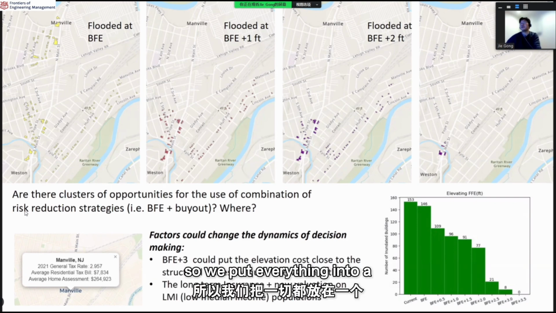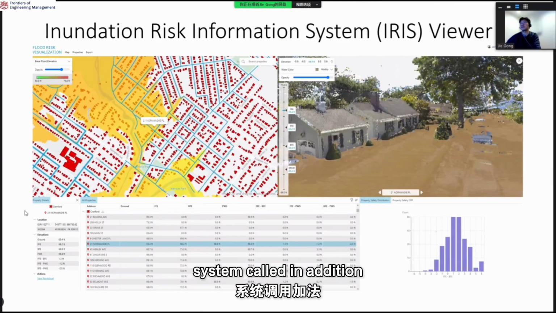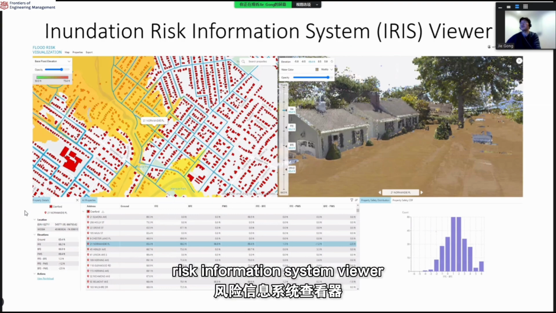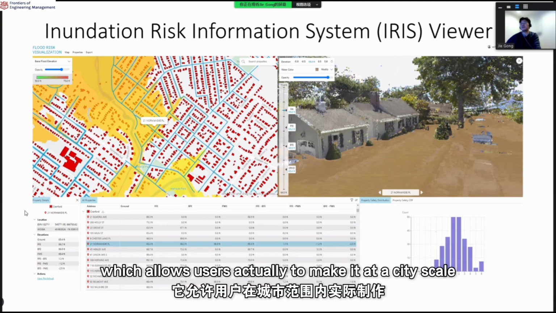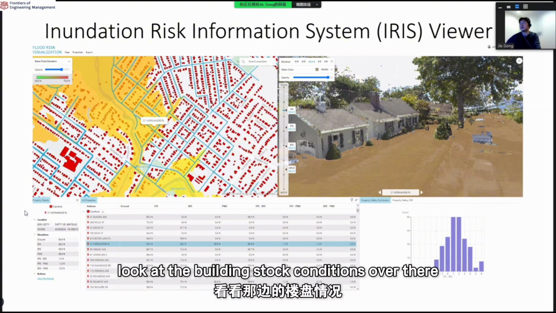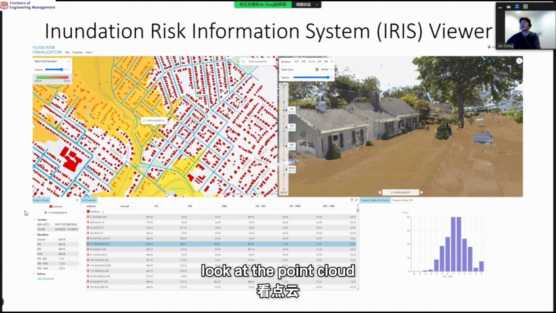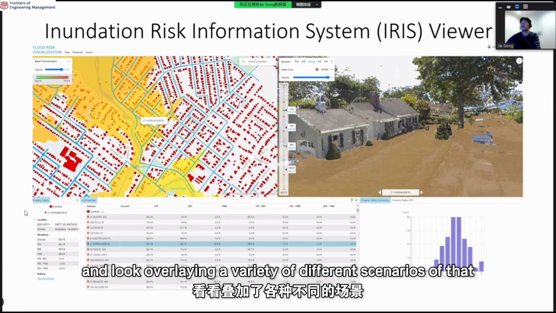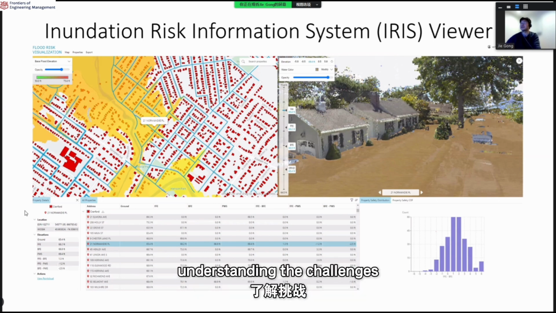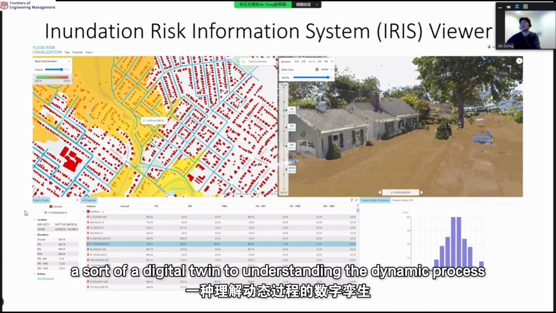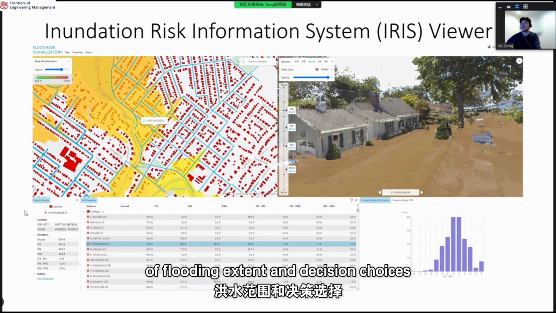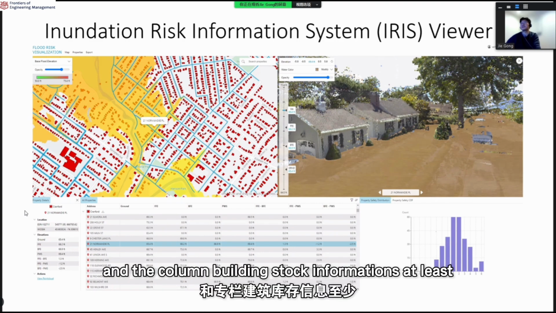At the end of the day, we put everything into a system called the Inundation Risk Information System Viewer, which allows users to look, at a city scale, at the building stock conditions, look at the point cloud, and overlay a variety of different scenarios, understanding the challenges. So this is a sort of digital twin for understanding the dynamic process of flooding extent, the decision choices, and the building stock information.